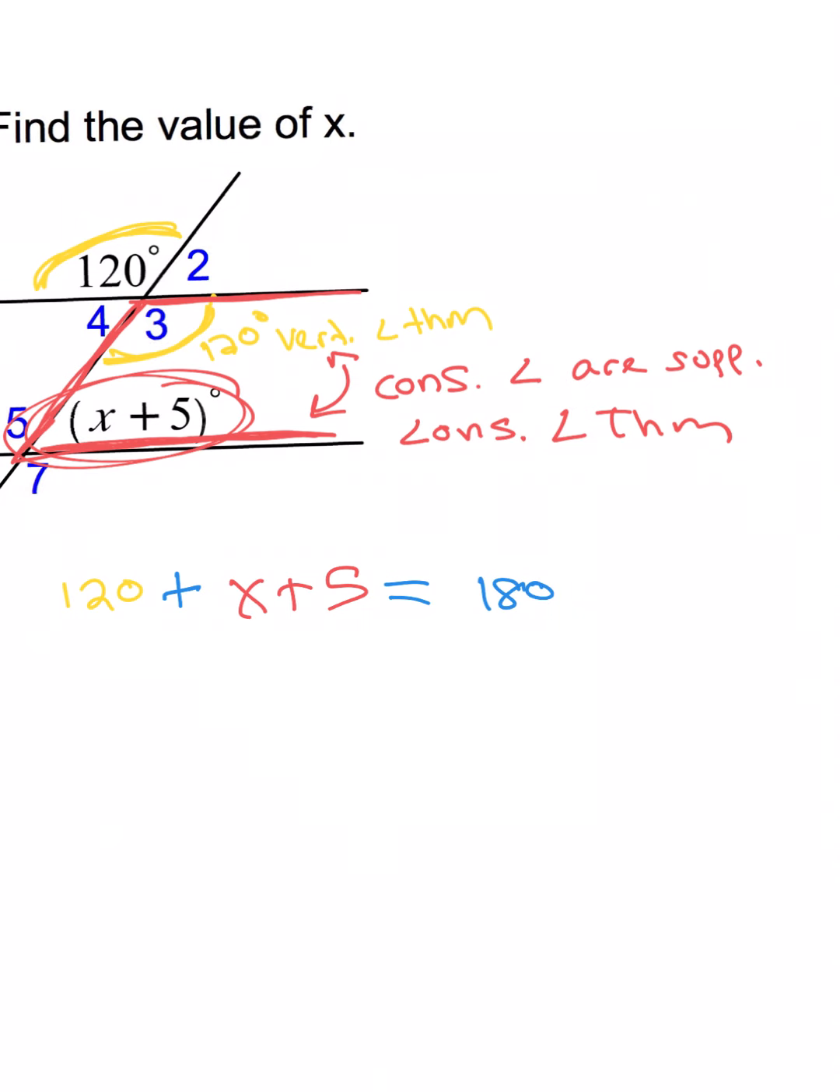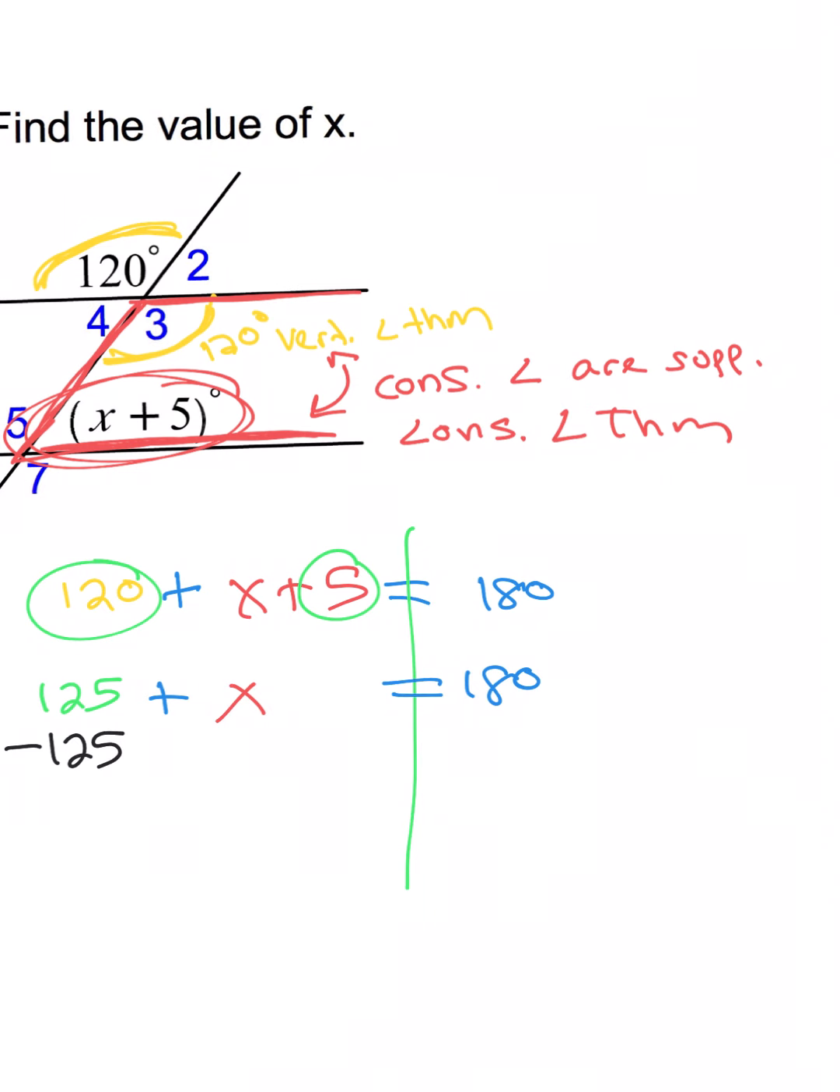So now I just solve. So I'll combine my like terms. So 120 and 5 gives me 125, plus I still have the x equaling 180. And then to get x alone, I just had to subtract 125. Okay, so I end up getting 55 degrees.